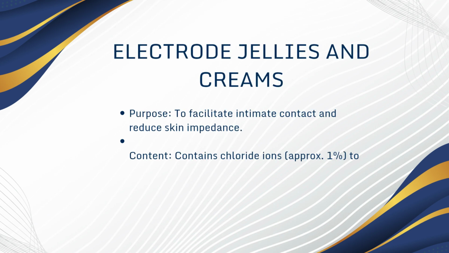The skin is naturally a poor conductor. To fix this, we use electrode jelly. This jelly contains chloride ions that bridge the gap between your skin and the metal electrode, ensuring the signal passes through clearly without losing its strength.